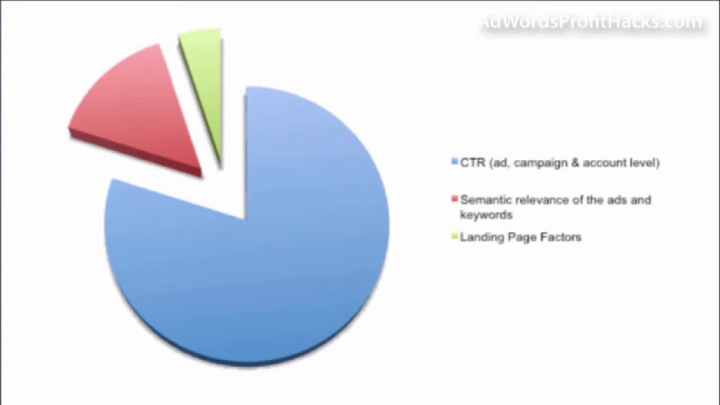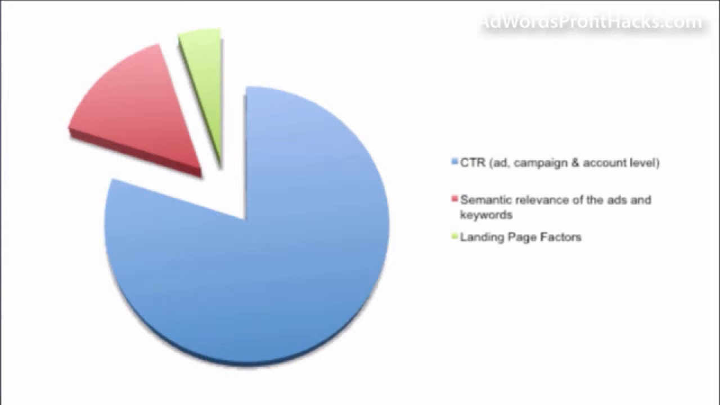People do get too obsessed by quality score, because they think about quality score rather than about what you're actually trying to achieve with it, which is delivering the right ad at the right time. So quality score is made up of many factors, but the largest factor by far is click-through rate. It's over 75% around click-through rate. And then another good chunk, around 10%, is around semantic relevance.